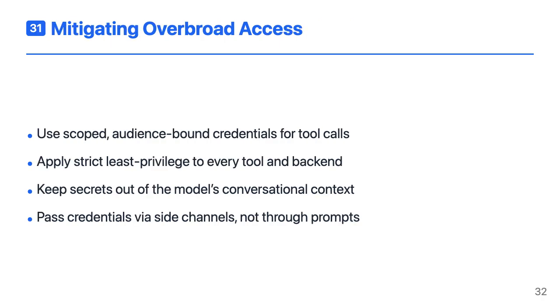To tighten access control, the paper recommends using scoped credentials that are bound to specific audiences and actions. Each tool should get only the minimum permissions it needs. Read only, where possible, no shared super tokens across systems. Secrets like API keys and tokens must never appear in the model's conversational context, where they could be echoed or leaked. Instead, credentials should be handled by the MCP client or gateway and passed to servers through secure side channels. Combined with external policy engines, this can approximate fine-grained per-tool authorization on top of MCP's core spec.